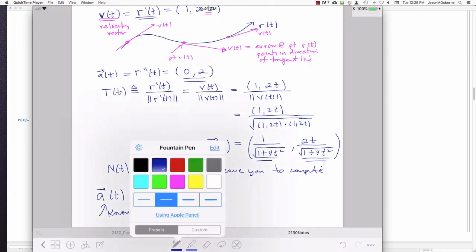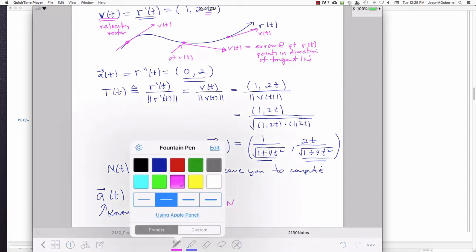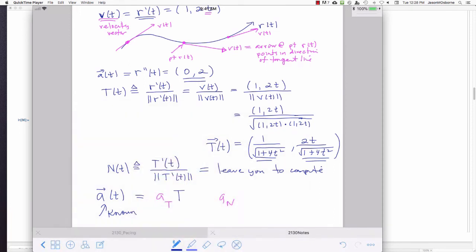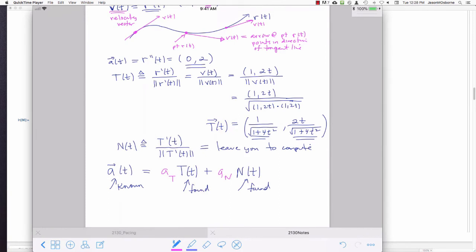your goal is to find the tangential and the normal components of the acceleration, and those tangential and normal components are scalars. So your goal is to find those scalars. You have found the vector t, you have found the vector n, and then your goal is to solve for a_t and a_n.